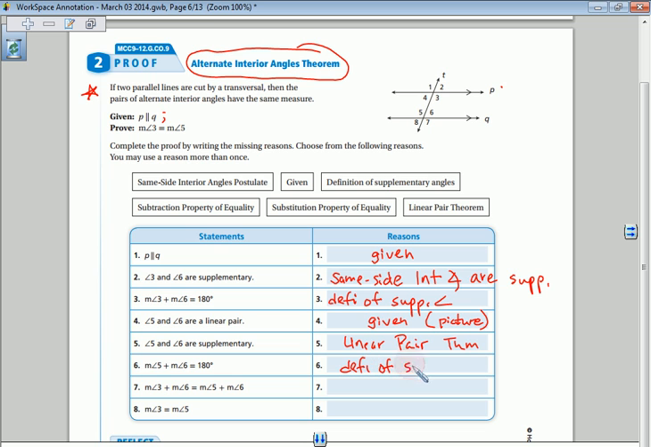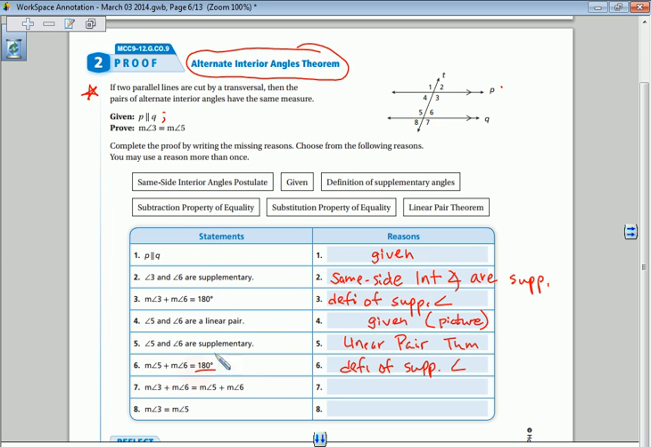That is the definition of supplementary angles. No, supple. Does that work? No, that doesn't work. No, I'm talking about supple.